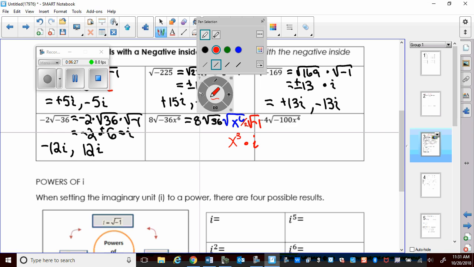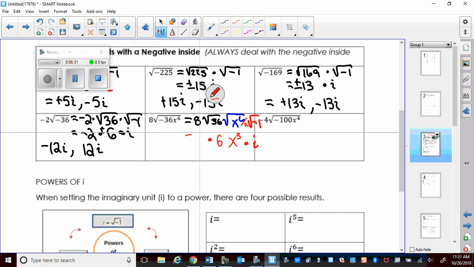Okay? Now the square root of 36 is 6 times, don't forget there's a plus or minus out there, times 8. So I'm going to simplify. I get plus 48x cubed i, comma, minus 48x cubed i. Next one equals negative 4 times the square root of 100 times x to the 4th times negative 1.